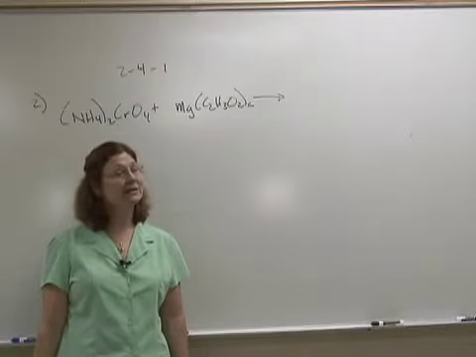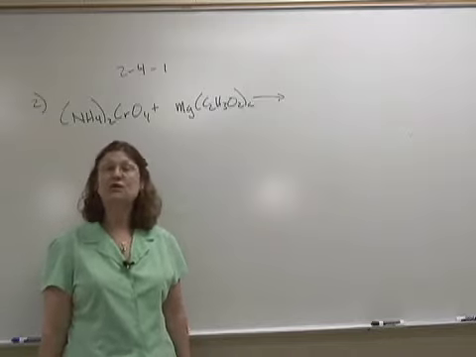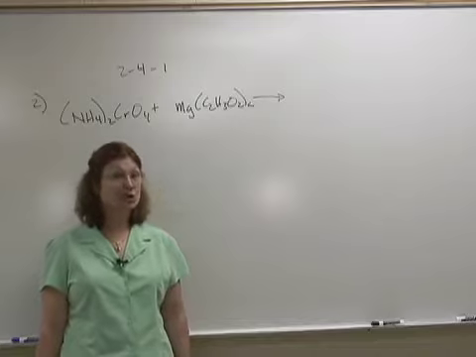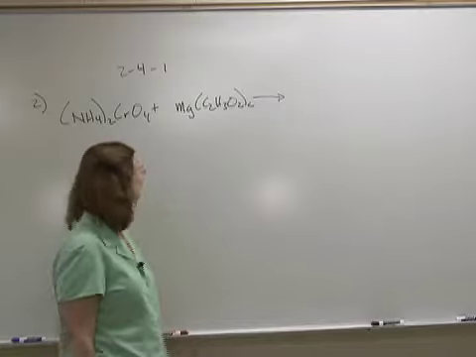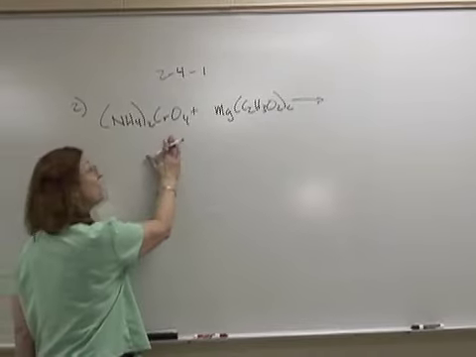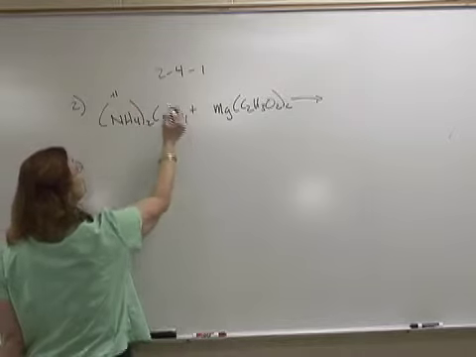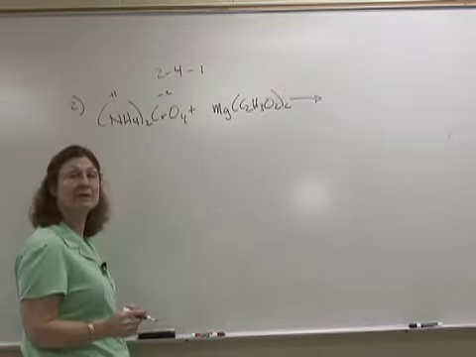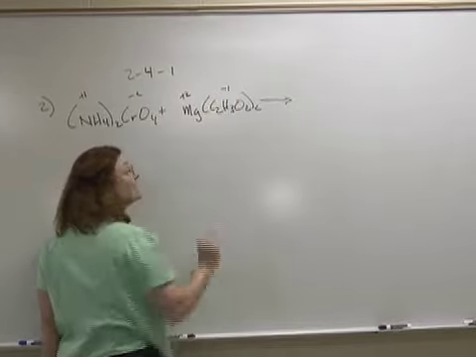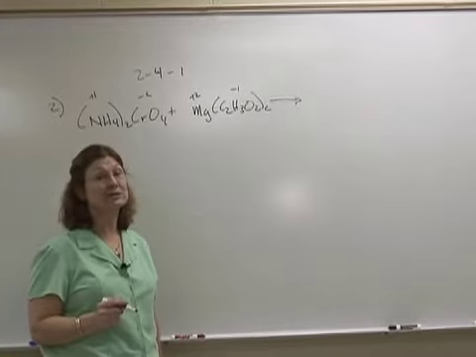In number 1 and number 2, it is always important to write my formulas correctly, and we'll be practicing this all year, so you need to figure it out. Ammonium has a +1 charge, and chromate is -2. Therefore, I need 2 ammoniums in order to get my compound to 0. Magnesium is +2, and acetate is -1. Therefore, we need 2 acetates in order to get our compound to 0.